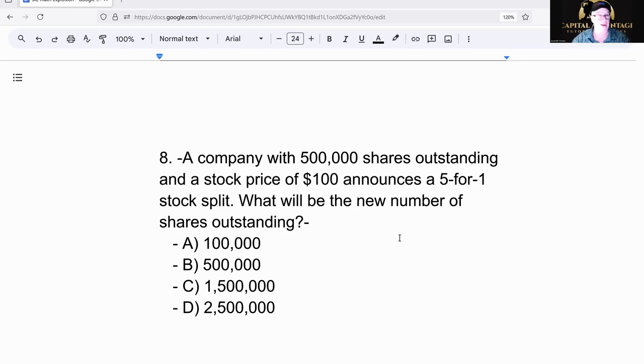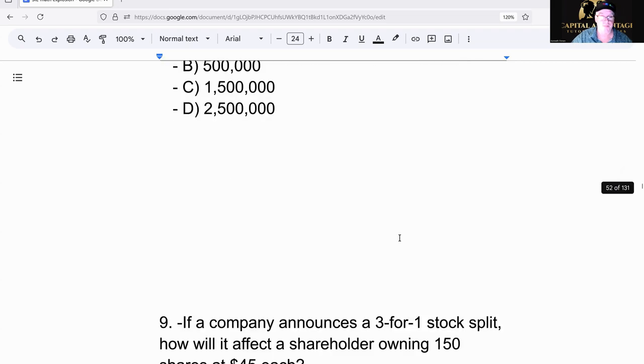Then we're going to do the price. They're not asking, but we're doing it. 100 divided by 5, that gives me 20. So there's now going to be 2.5 million shares outstanding at a price of 20. Makes it much more attractive. Remember, a stock split is a zero-income game. It is really just a marketing tool to make the stock look better, cheaper.